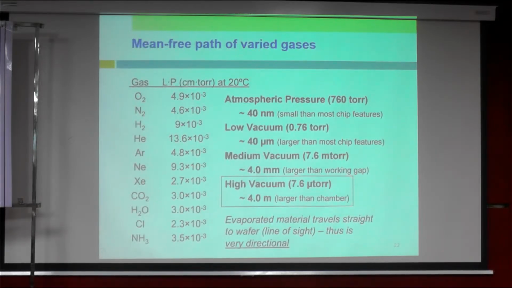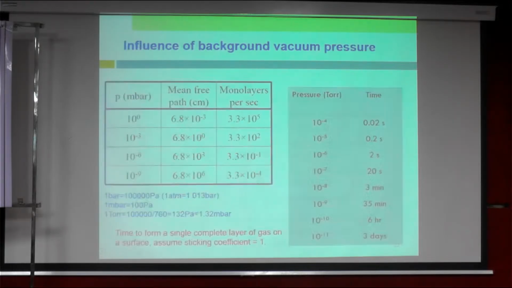The mean free path of the gases varies, basically. So you have oxygen with this value at atmospheric pressure, and then we can adjust accordingly to what gas we are using. I think this is less important. Let's say for different vacuum pressures, you have a different mean free path, and you have a different number of monolayers that they can obtain.